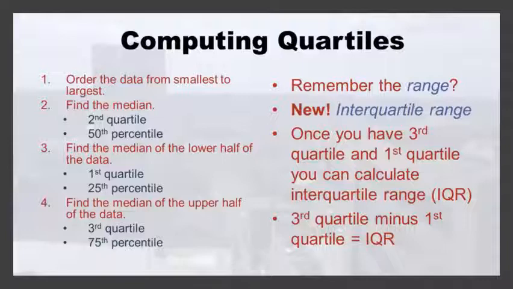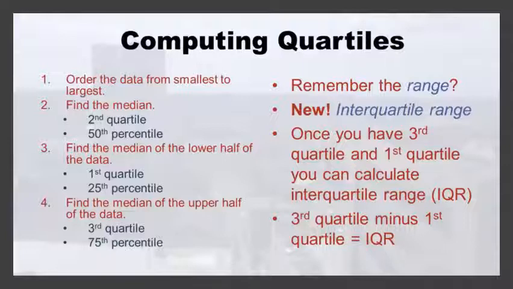All right. Now what's next is, remember a range? Remember how we did that? We took the largest number and subtracted the lowest number, and that was our range. Well, we're going to do a new kind of range. This is like upgraded range 2.0. This is called the interquartile range.